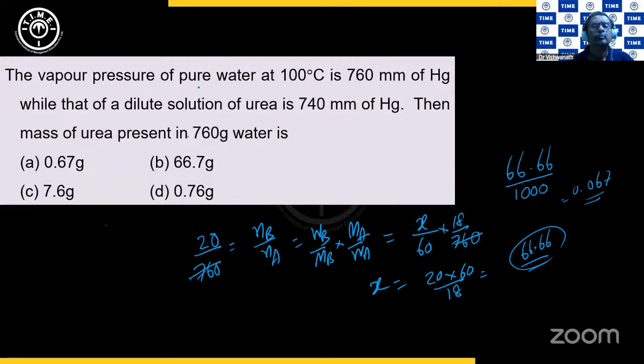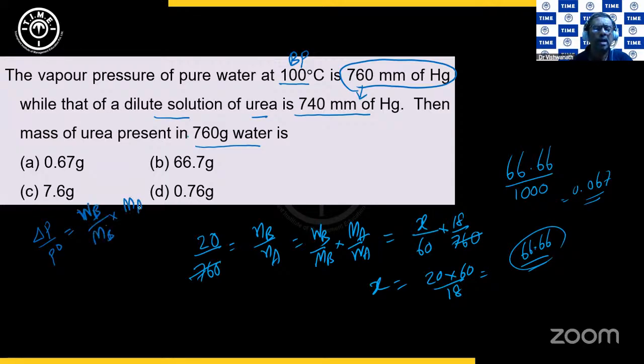Now, vapor pressure of pure water at 100 degrees. 100 degrees is nothing but the boiling point of water. Is 760. That is nothing but 1 atmosphere, is it not? But the dilute solution of urea is 740 mm. So there is a decrease in the vapor pressure, lowering of vapor pressure. Then we have to find out the mass of urea present in 760 grams of water. Now there is a lowering of vapor pressure. The formula delta P by P naught equals XB, which you can write as WB by MB into MA by WA, which is what you have shown here.